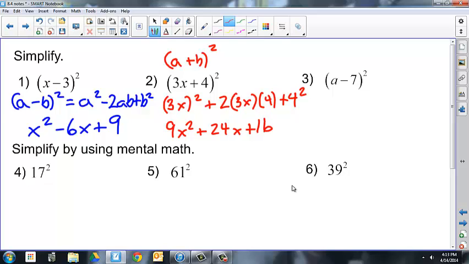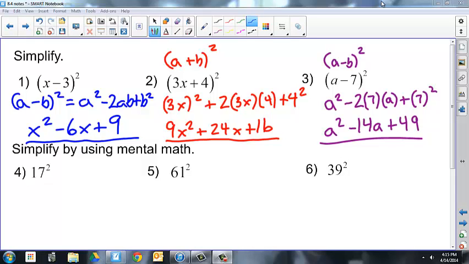I'm going to pause the video here. Do number 3. Compare your answer to mine. All right, welcome back. You can see my solution here, a squared minus 14a plus 49. Take a look at my work, compare it to yours. See if you've got this thing figured out.